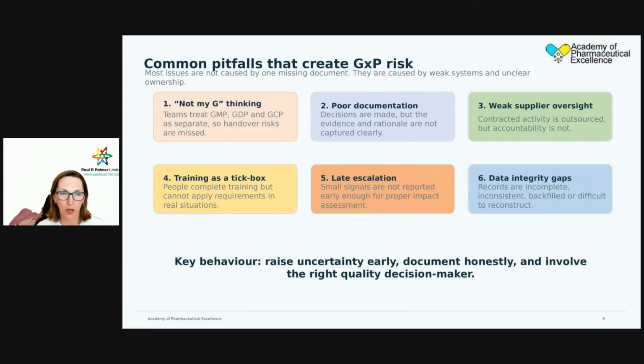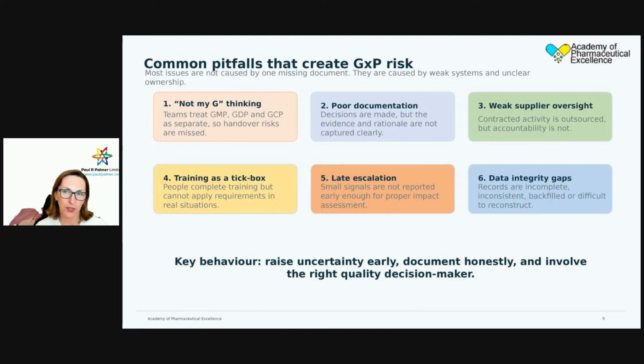Let's have a look at the common pitfalls that create the potential GXP risks here. Important point is that most GXP issues are not caused by one missing document in isolation or an operator error, or as we like to call it, human error. They are usually caused by weak systems, unclear ownership, or unclear process escalation.